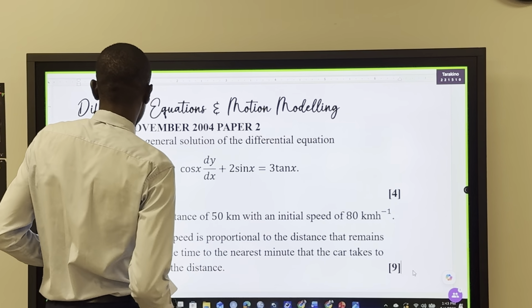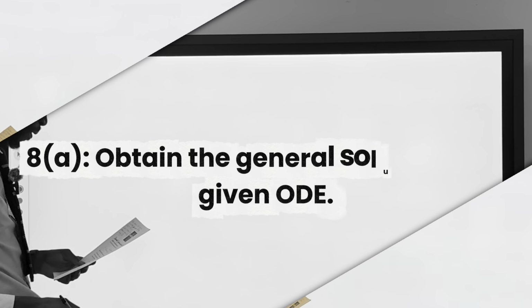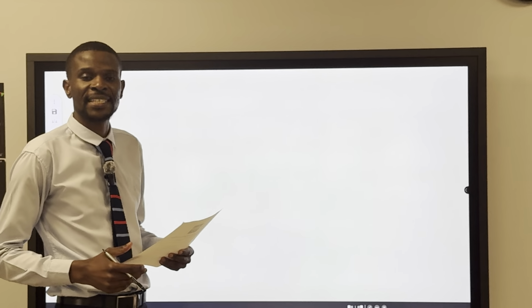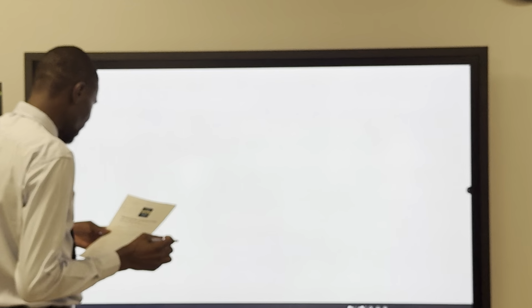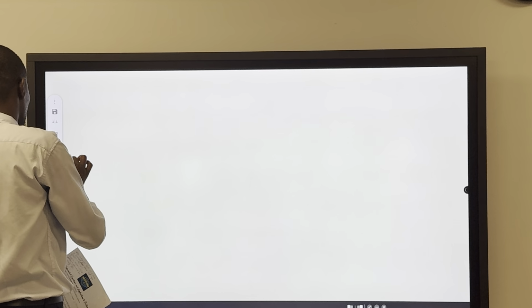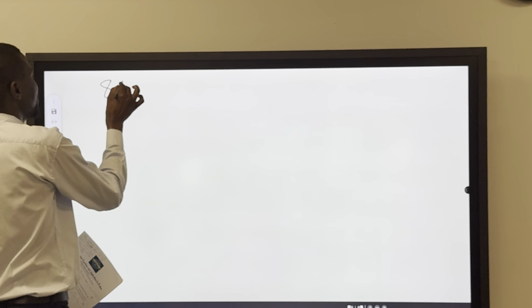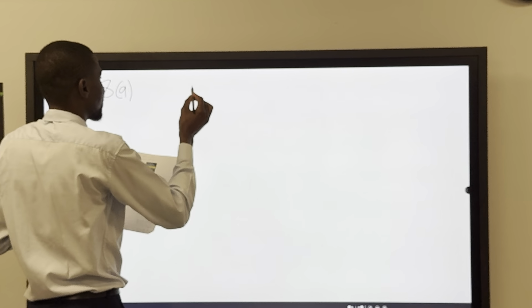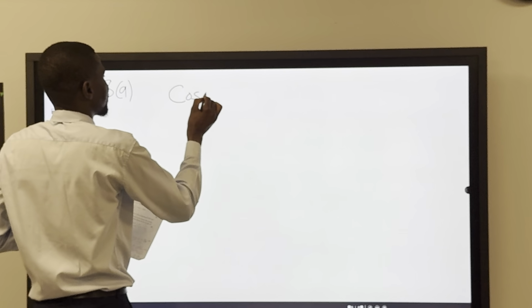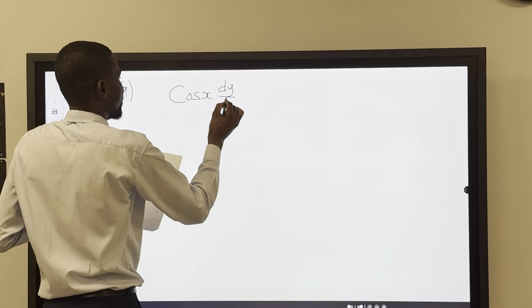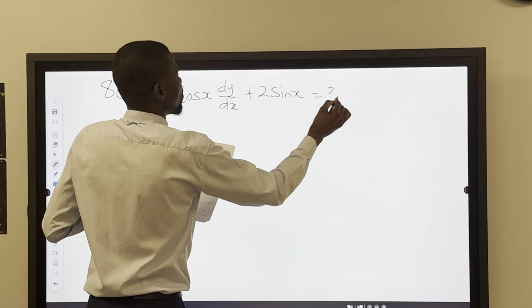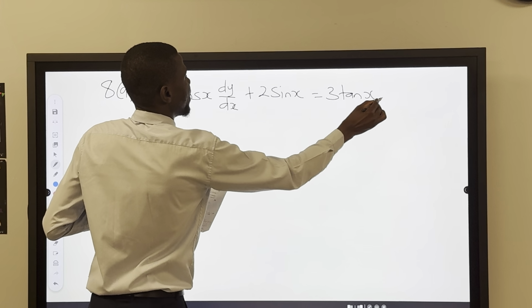Okay, so we are starting with the first problem, which is a variable separable ordinary differential equation. That's a first order. All right, so 8A. Number 8A reads, find the general solution of the differential equation cos x dy dx plus 2 sine x equal to 3 tan x.